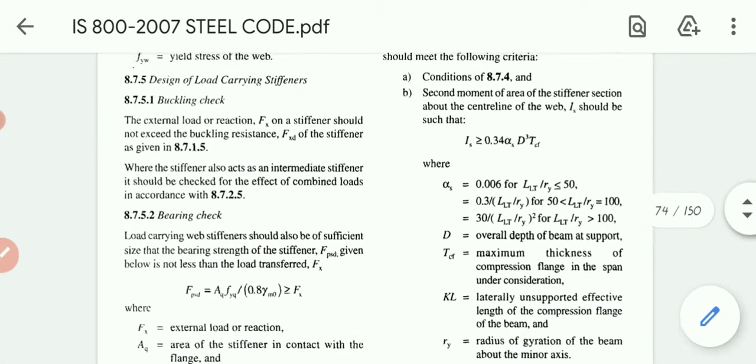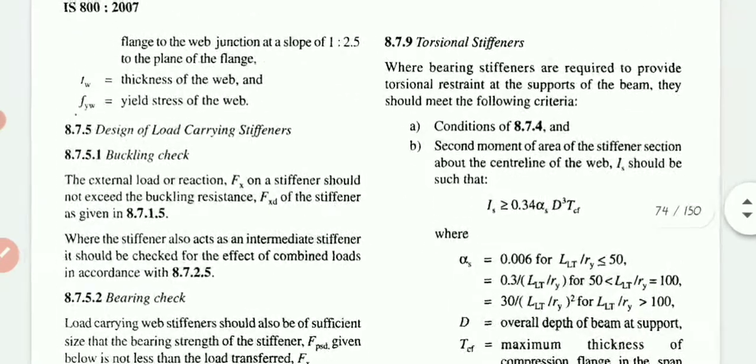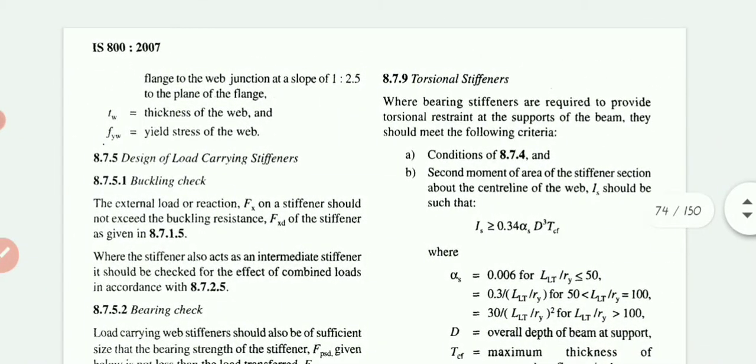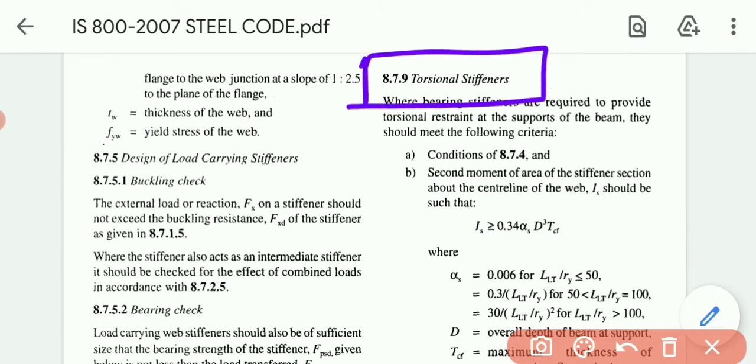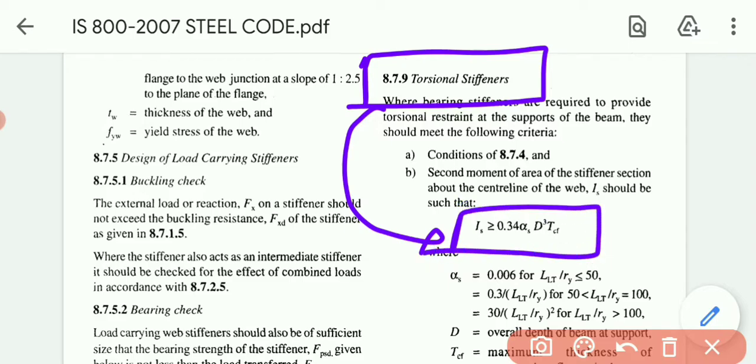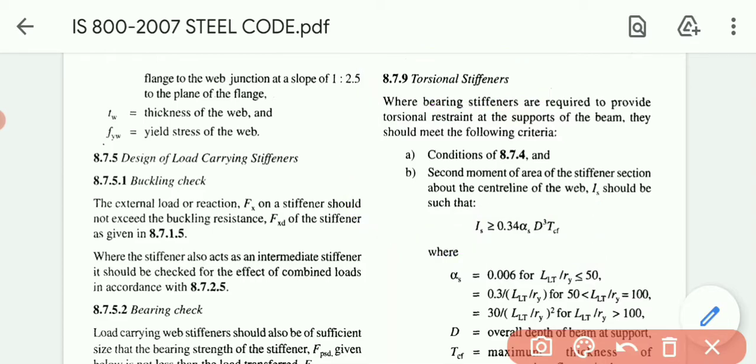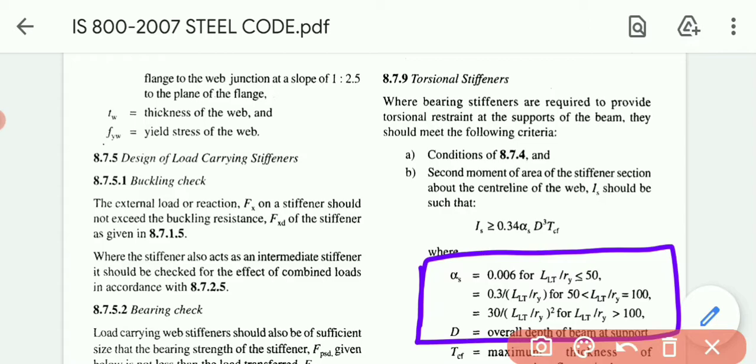First of all, in the code, on the same page, page number 68, the clause given to us is 8.7.9, torsional stiffener. For that one they have given to us the condition that IS should be greater or equals 0.34 alpha s d cube TCF. Now, talking about the unknown parameters, first of all, alpha s, three conditions are given to us on the basis of the LLD by RY ratio: less or equals to 50, between 50 and 100, then greater than 100. So on the base of this ratio I will get the value of alpha s.